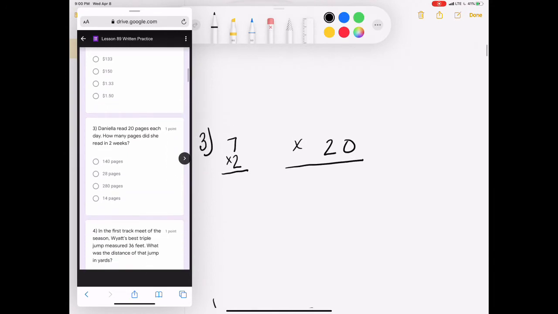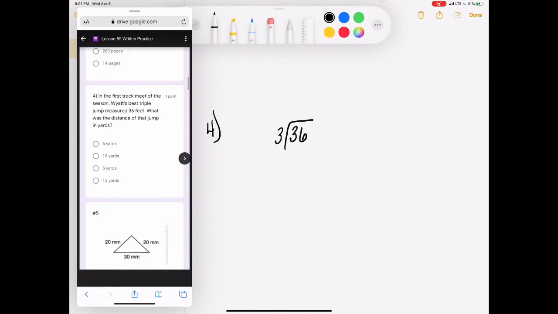Number 3, Daniela read 20 pages each day. How many pages did she read in 2 weeks? This is actually a 2-step problem. We need to find out the number of days in 2 weeks. 7 days times 2 weeks is 14 days. And 14 times 20, I'm going to hang the 0 off my answer. 4 times 2 is 8. 1 times 2 is 2. 280 pages.